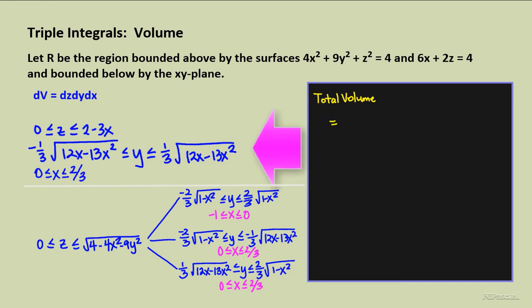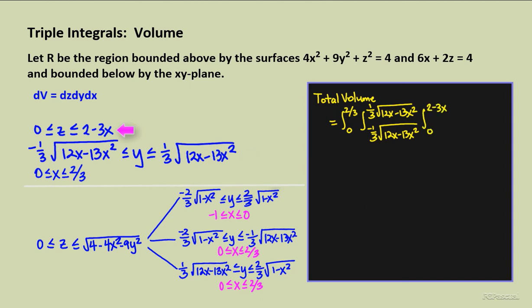For the first set of inequalities, the one for the portion bounded above by the plane face of the solid, working backwards and starting with the variable x, which is the last variable of integration, we have the integral from 0 to 2/3, then integration with respect to y, which goes from minus 1/3 times the square root of 12x minus 13x squared to 1/3 times the square root of 12x minus 13x squared. Integration with respect to z goes from 0 to 2 minus 3x. Inside the integral, we simply have the volume element dz dy dx.